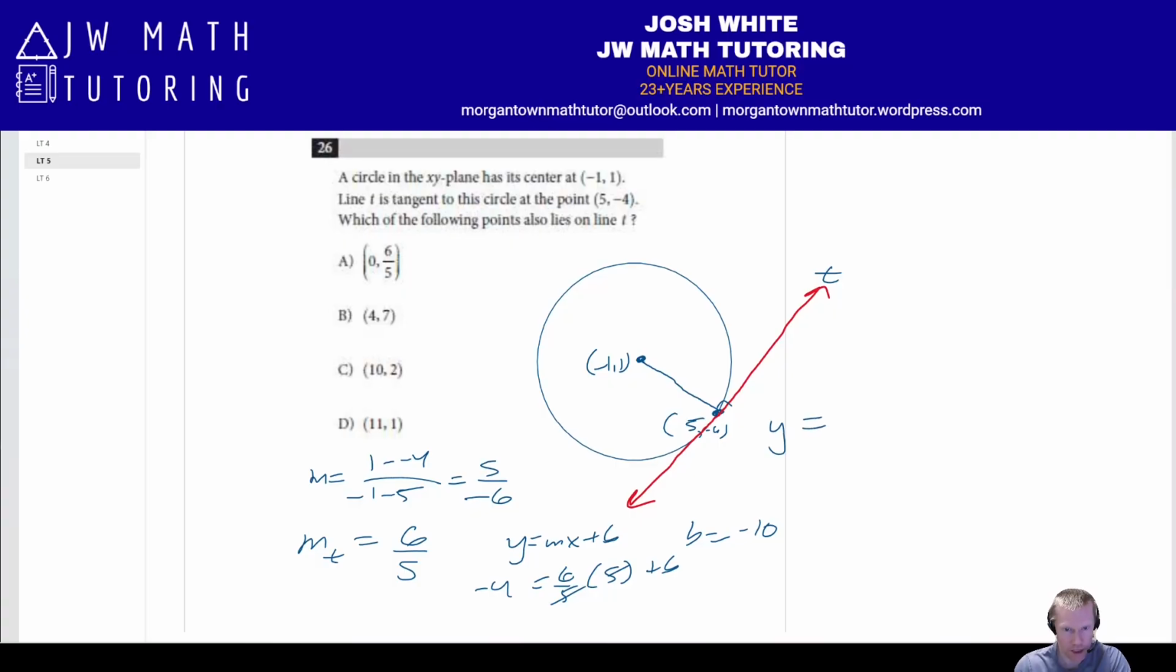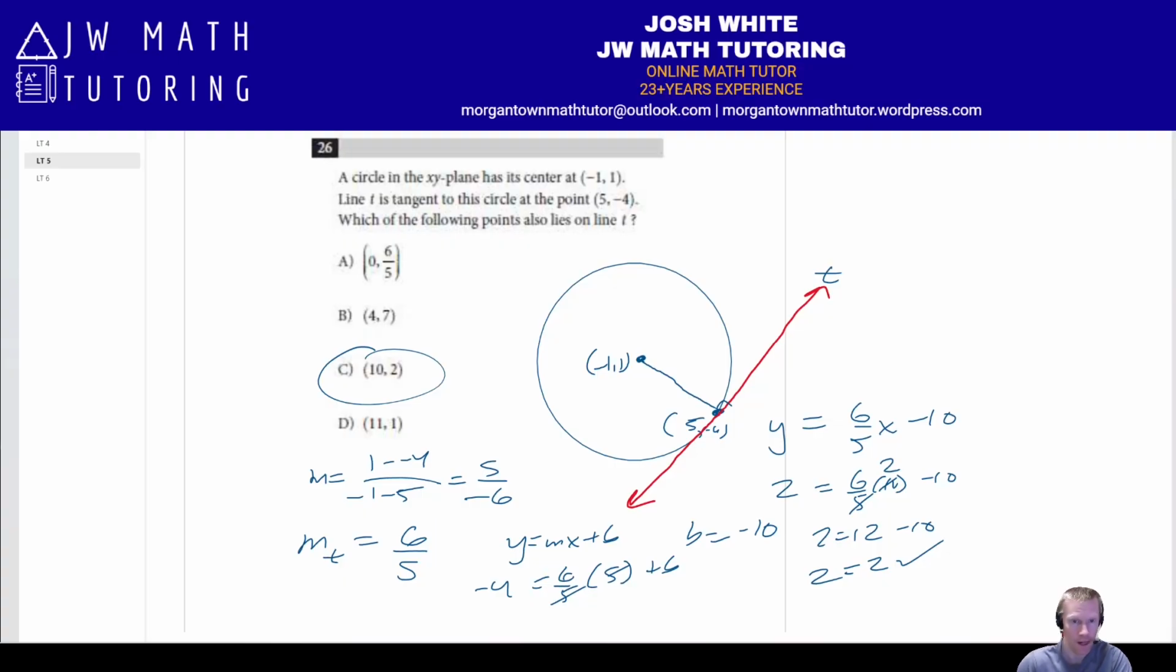Okay, so the equation of this line is y equals 6/5 x minus 10. And then you're basically looking for which of these points is on this line. You can just go through and plug them in one at a time, and you can see which one works. Basically, it's going to be letter C, because 6/5 times 10, 5 goes into 10 2 times. 6 times 2 is 12. 12 minus 10 is 2. We get 2 equals 2.